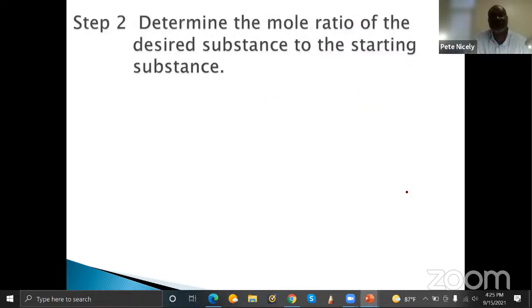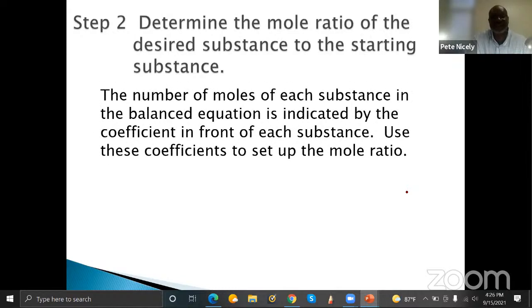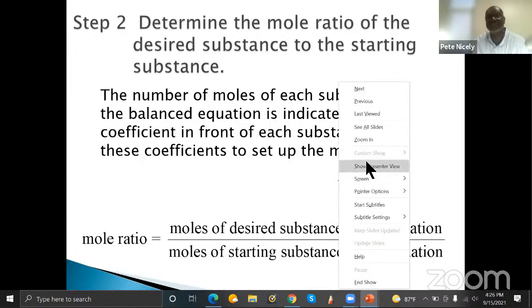Okay, so the next step, step number 2, is that you determine the mole ratio of the desired substance to the starting substance. And of course, that mole ratio is obtained from the coefficients of the different substances in the balanced equation. So the mole ratio that you would use would be equal to the moles of the desired substance in the equation. Go back to my pointer.